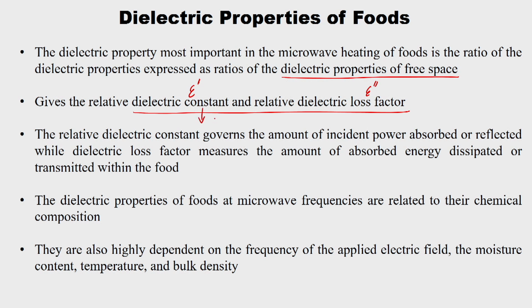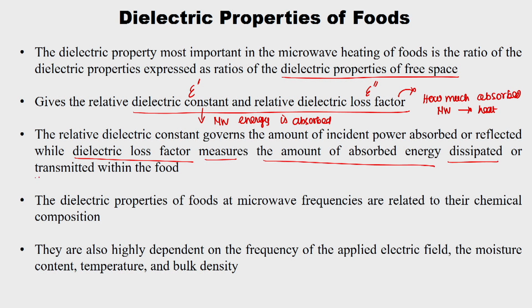So, this talks about how much microwave energy is getting absorbed. And this talks about how much absorbed energy is getting converted into heat, or loss, right. The relative dielectric constant governs the amount of incident power absorbed or reflected, while the dielectric loss factor measures the amount of absorbed energy dissipated or transmitted within the food. So how much it is getting converted into heat, that talks about the dielectric loss factor. Dielectric constant talks about how much is absorbed or reflected.